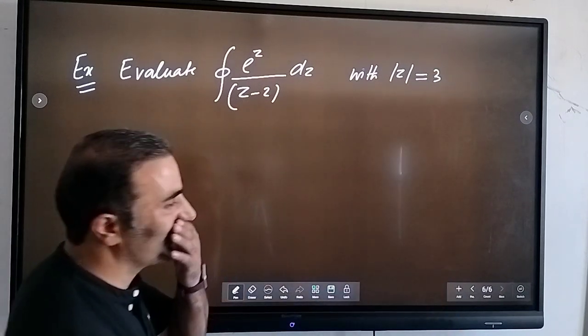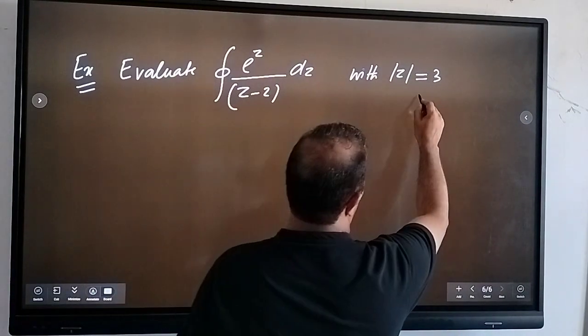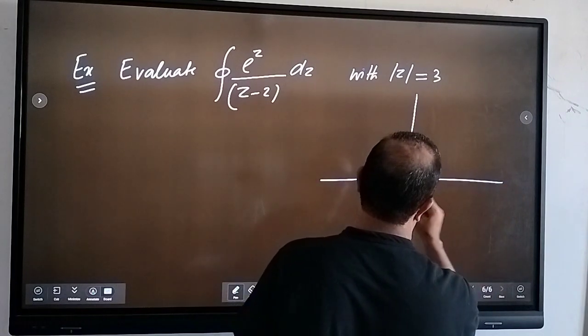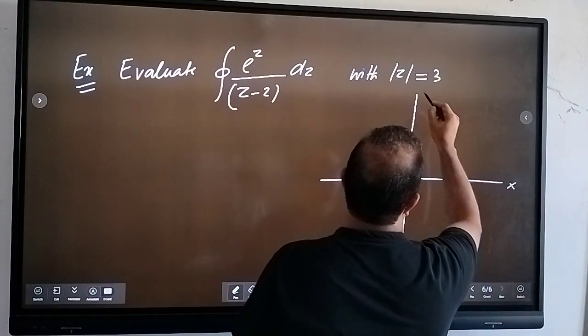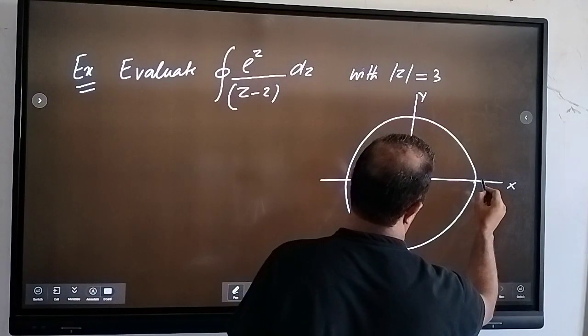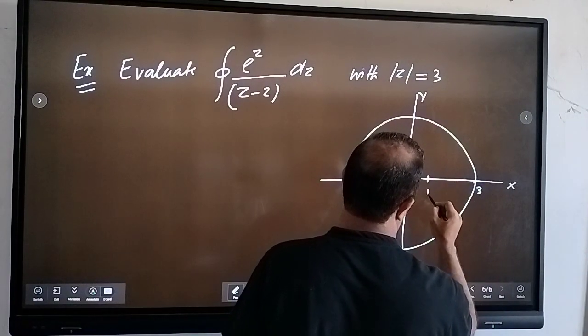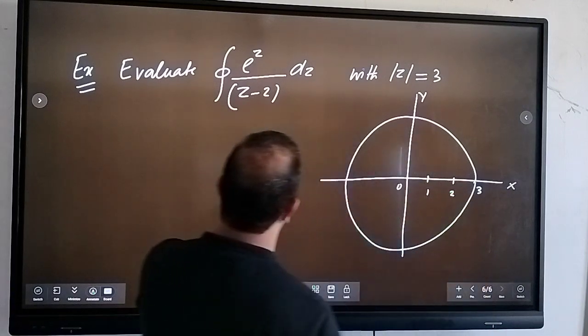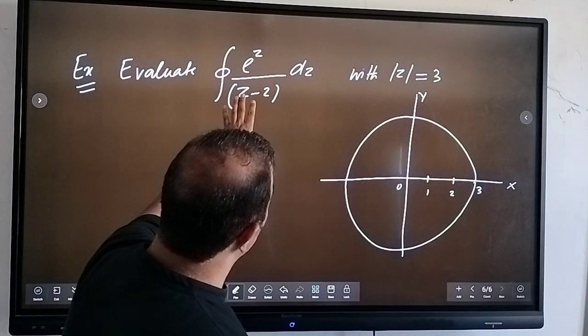That means we have some circle of radius 3 here, right? So that means our circle will be this, 3. Okay. So that means we can say that first.